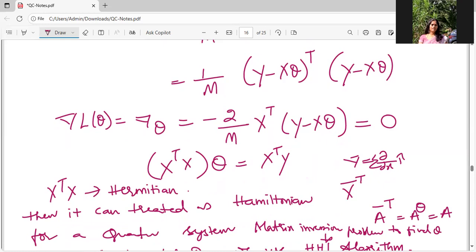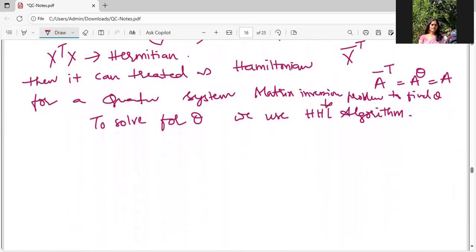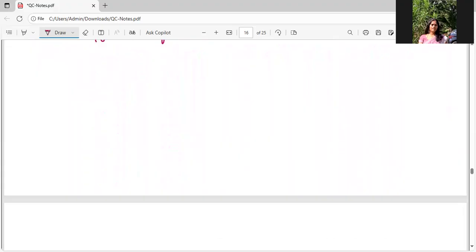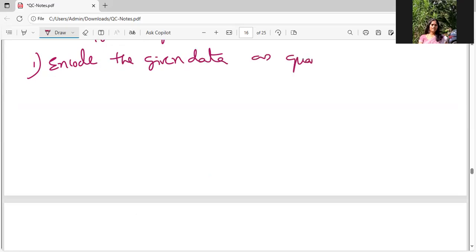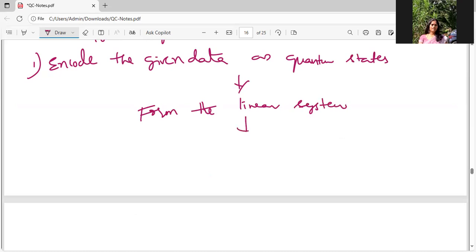Of course, I can write what exactly I was talking about as a flow chart. Step 1 is to encode the given data as quantum states. That's the first step. The next step is to form the linear system. Next is to apply the HHL algorithm.